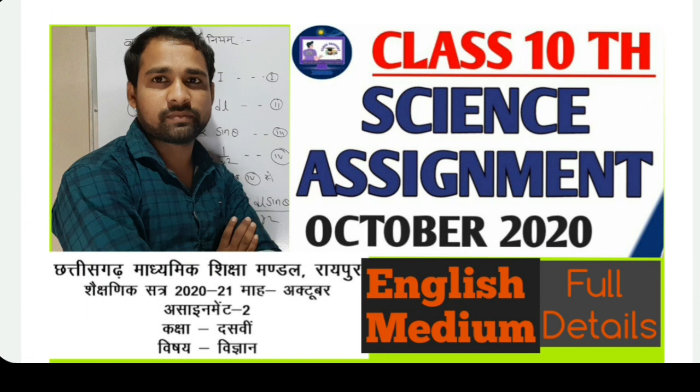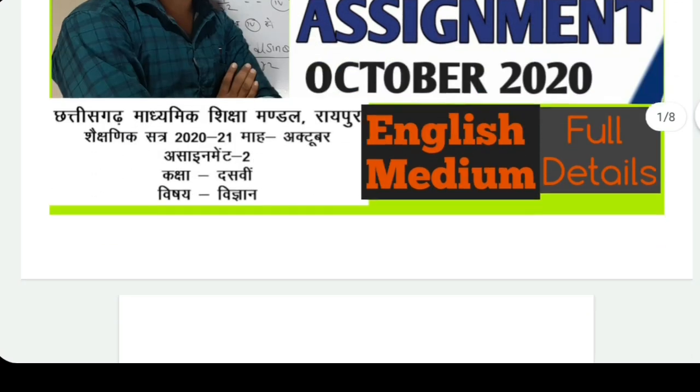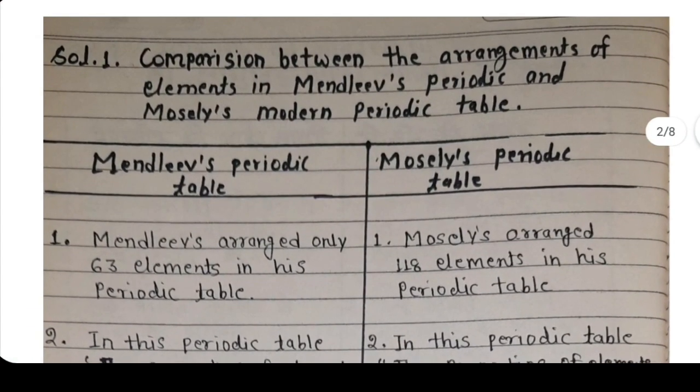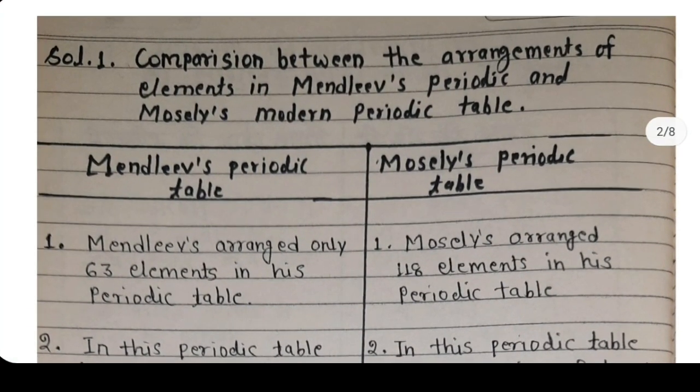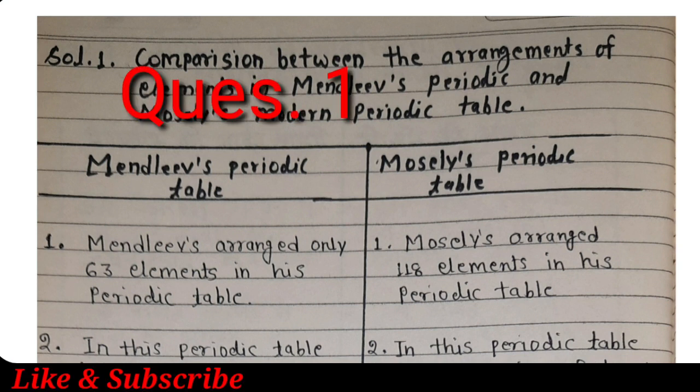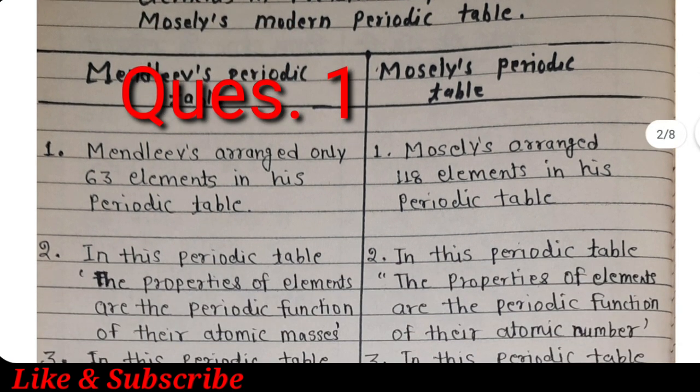In this video, we are going to discuss the class 10th science assignment for the October month. Basically, in this assignment, we have 5 questions, and in this video, we are going to discuss all the 5 questions. So let's start from question number 1. In this question, you have to compare Mendeleev's periodic table and Moseley's modern periodic table. So let's start.